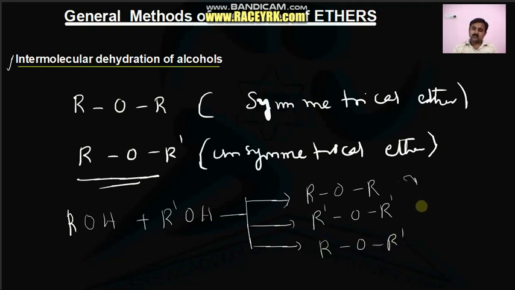Means what happened here is a mixture. The concept is nothing but mixed ethers are obtained in this discussion. That means it is very difficult to prepare the unsymmetrical ethers as we are getting three different products in this reaction. That means formation of a mixture of three ethers is observed, which is not one of the favorable conditions in this intermolecular dehydration of alcohols.